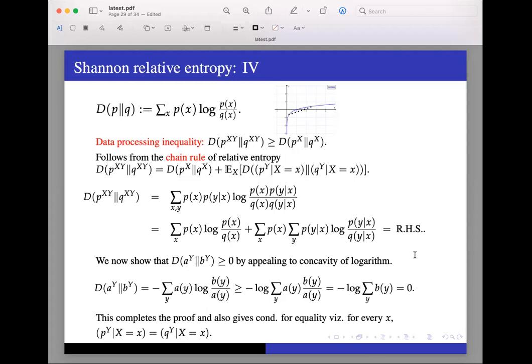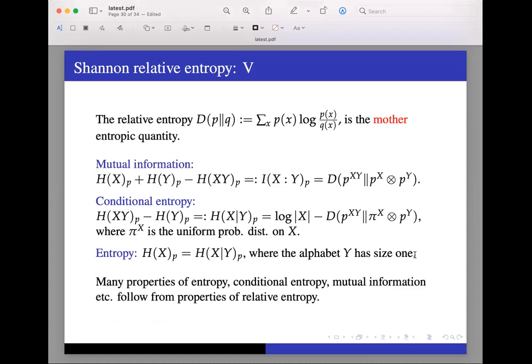Any questions? No? Okay. So why did I call the relative entropy the mother entropic quantity? The mutual information, which is normally defined this way, can be written in terms of relative entropy. Remember, for the mutual information, I had this joint probability distribution P on XY out here. So it is nothing but the relative entropy of the joint probability distribution with respect to the product of the marginals, the independent product of the marginals.